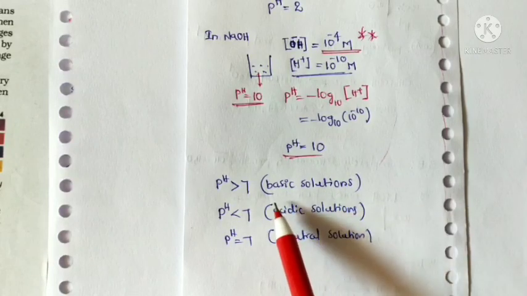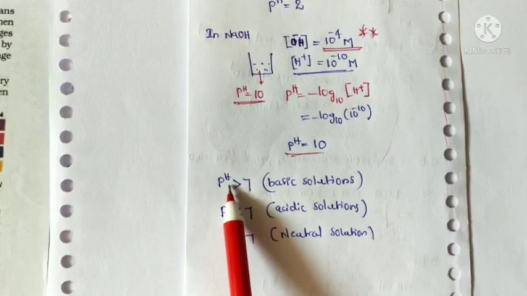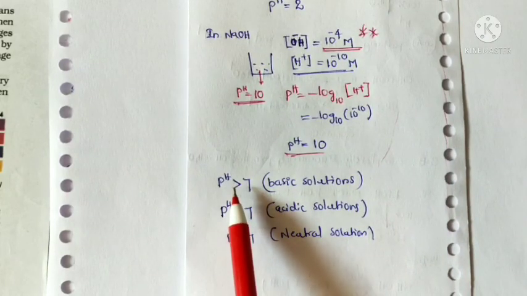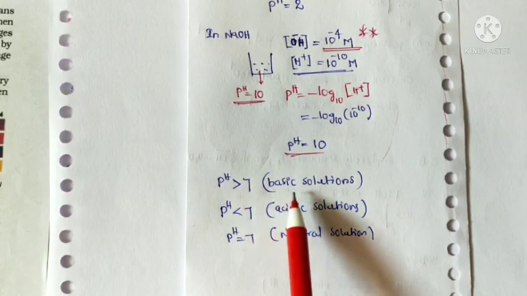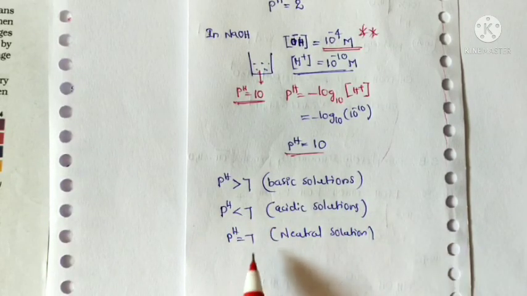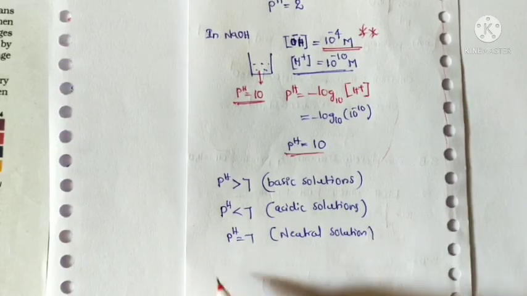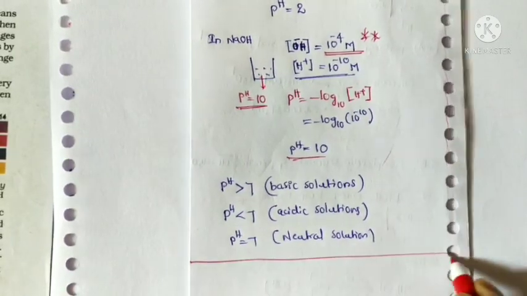Okay. So according to the pH scale, we can classify the solution as basic solution, acidic solution, or neutral solution. If the pH is greater than 7, that is a basic solution. If the pH is less than 7, that is an acidic solution. If the pH is equal to 7, it is a neutral solution.